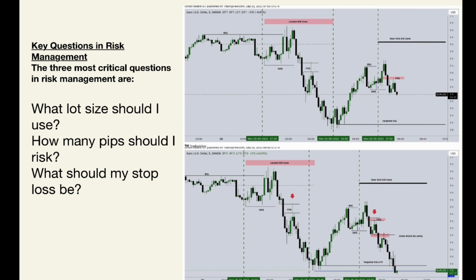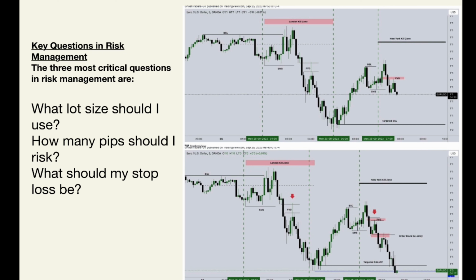So for an example, let's look at here. If you look at here, we have this fair value gap here. So let's take, you make your entry here, okay? And then you put your stop loss here. And then also here, we have a fair value gap. Let's say you make your entry at this fair value gap, and then you put your stop loss here. So if you look here, obviously you can see that the number of pips that you're going to risk is not the same, okay?